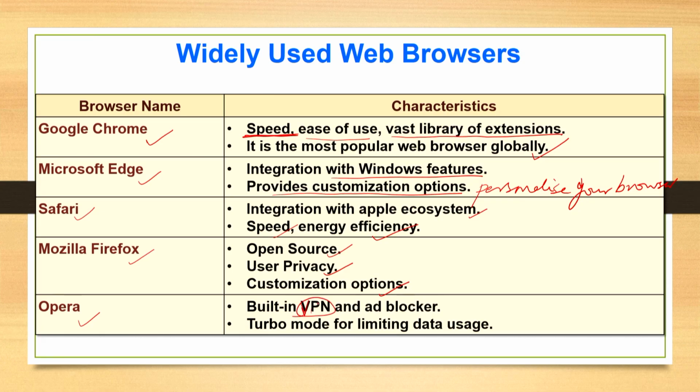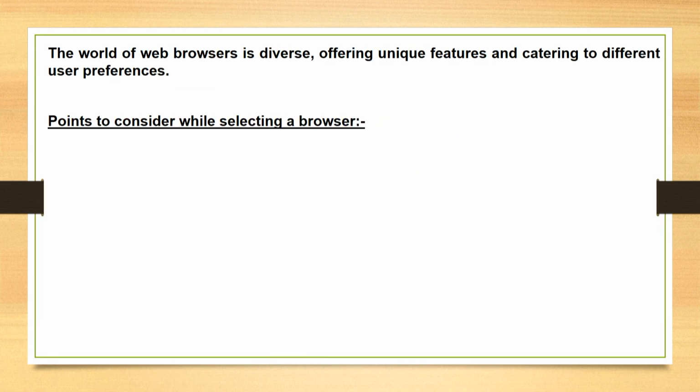Opera has a built-in VPN and it has an ad blocker. It can be used in turbo mode for limiting data usage. So, this is all about the most commonly used browsers and their characteristics. Some other browsers are also available that I already discussed in my previous slides, that may be Brave or Vivaldi, Tor browser, Opera Mini. Now, there are so many browsers which are available, and every browser is offering some unique features.